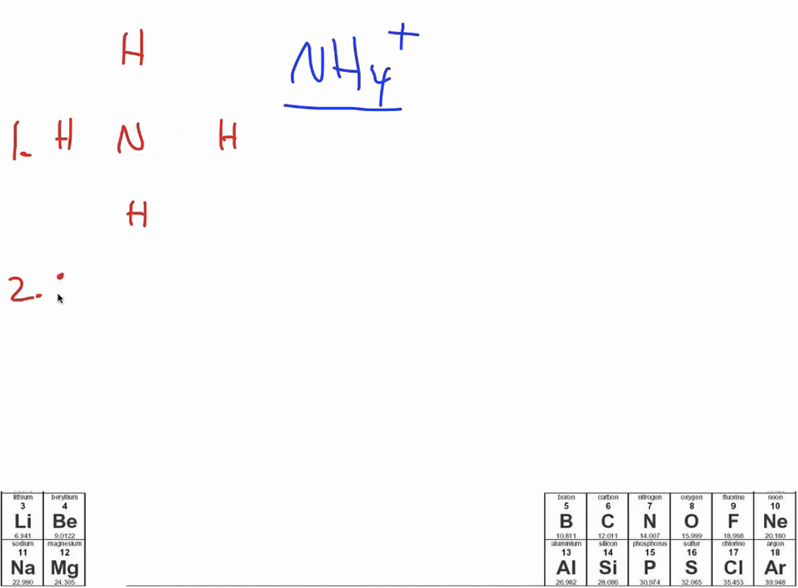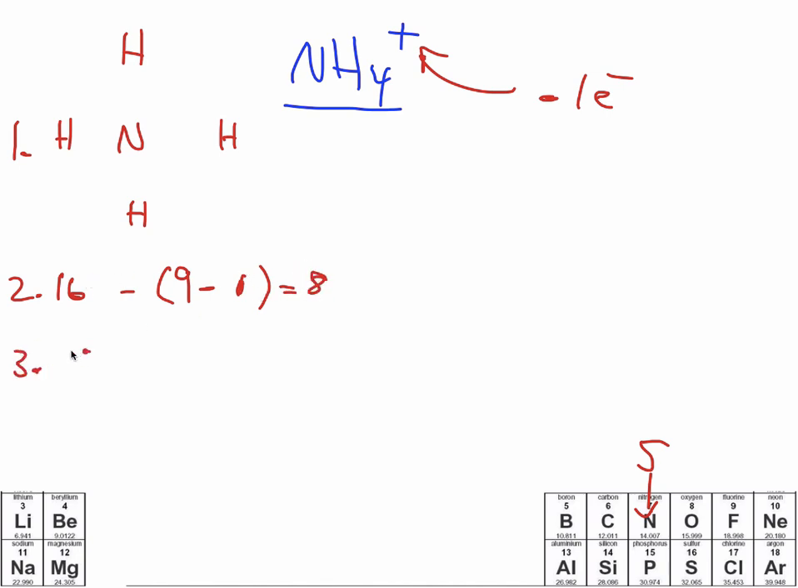plus 8 is 16. Now, what do you think the positive means? That means minus 1 valence electron. So minus 1, and the total valence, 1 for each hydrogen, that's 4. Plus 5 for the nitrogen, because it's in the 5th column. So 5 plus 4 is 9, minus 1 is 8. So 16 minus 8 is 8 electrons available to bond. 8 divided by 2 is 4 bonds.